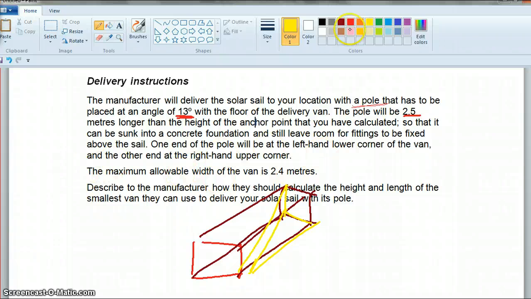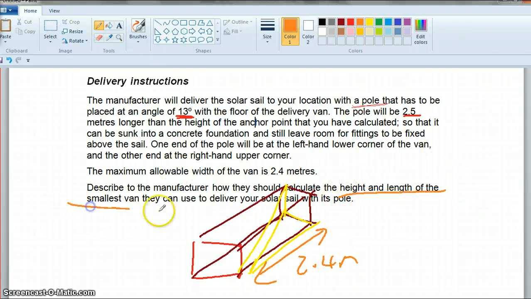Okay, maximum allowable length of the van is 2.4 metres. Describe to the manufacturer how they could calculate the height and length of the smallest van they can use to deliver your solar sail with its pole. So go do now.